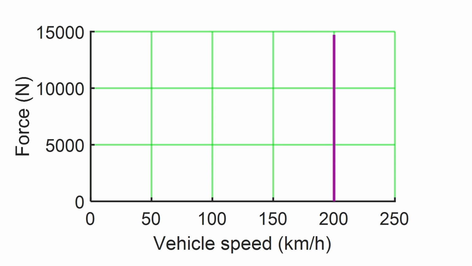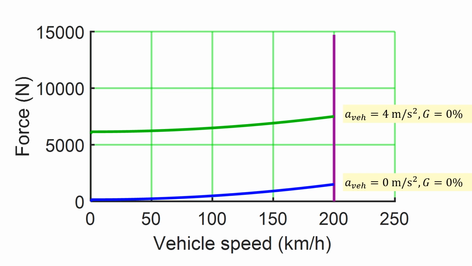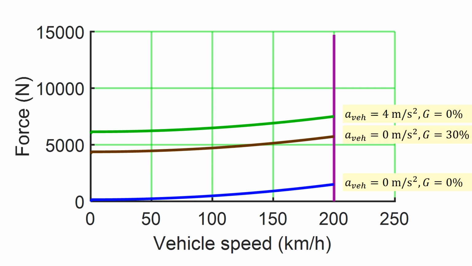Driving at constant speed on a flat road means that the powertrain needs to produce a traction force equal to the running resistance. If we add the force required for acceleration, we get the green force limit, which shows the force required to accelerate 4 meters per second squared on a flat road. We now analyze driving at constant speed up a 30% gradient, and then we get the brown force limit. Note that the force required for the gradient for this car is lower than the force required for acceleration.